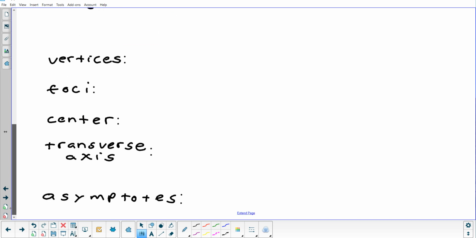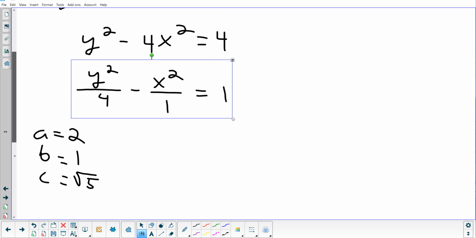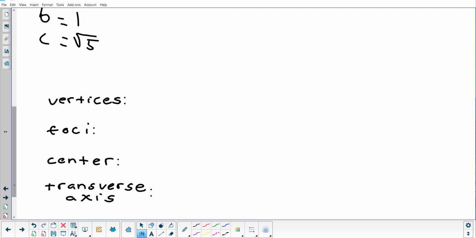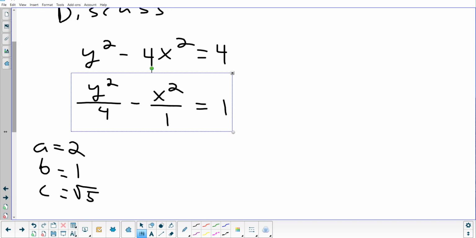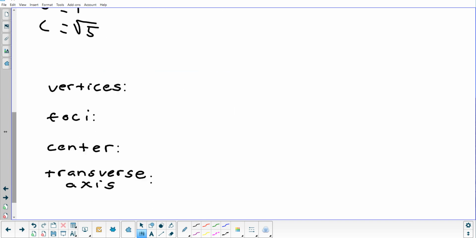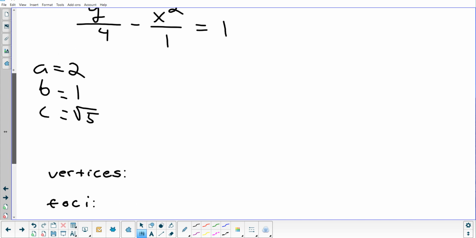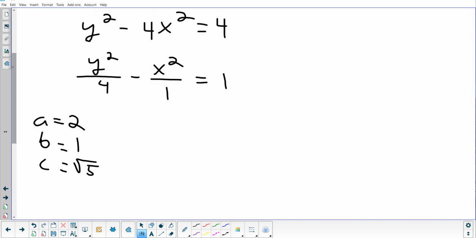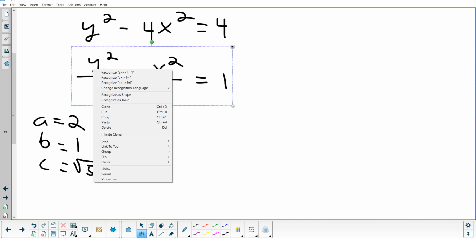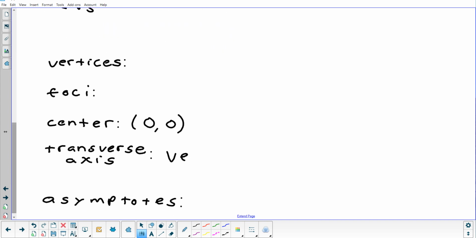And we'll do all the same stuff again. Find all the things. All right, start with the center. Ethan, what's my center? 0, 0. Yep, 0, 0. Chris, which way does the transverse axis go? Vertical. Yeah, it goes vertically because now the y is first. It's positive. So now that tells us everything is above and below the origin.